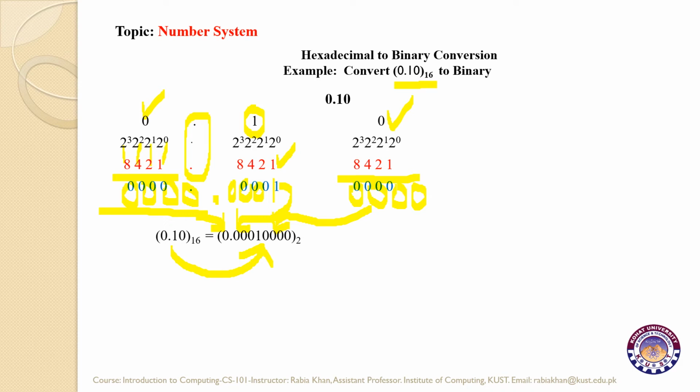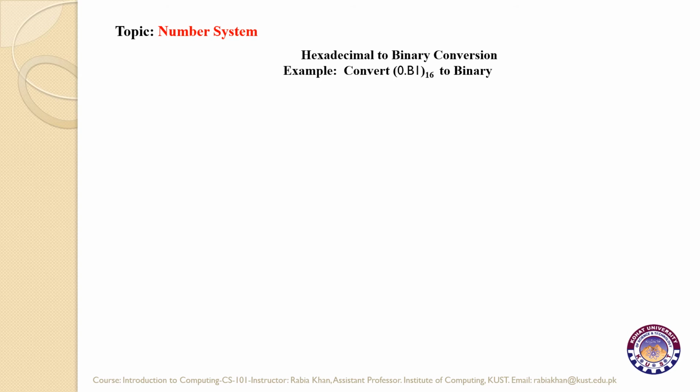So same procedure we followed for the whole numbers. You have to follow the same procedure for the fractional part. Let's see another example. Again here you can see we are given a fractional hexadecimal number 0.B1, and we have to convert it into a binary number. So how can you do it?